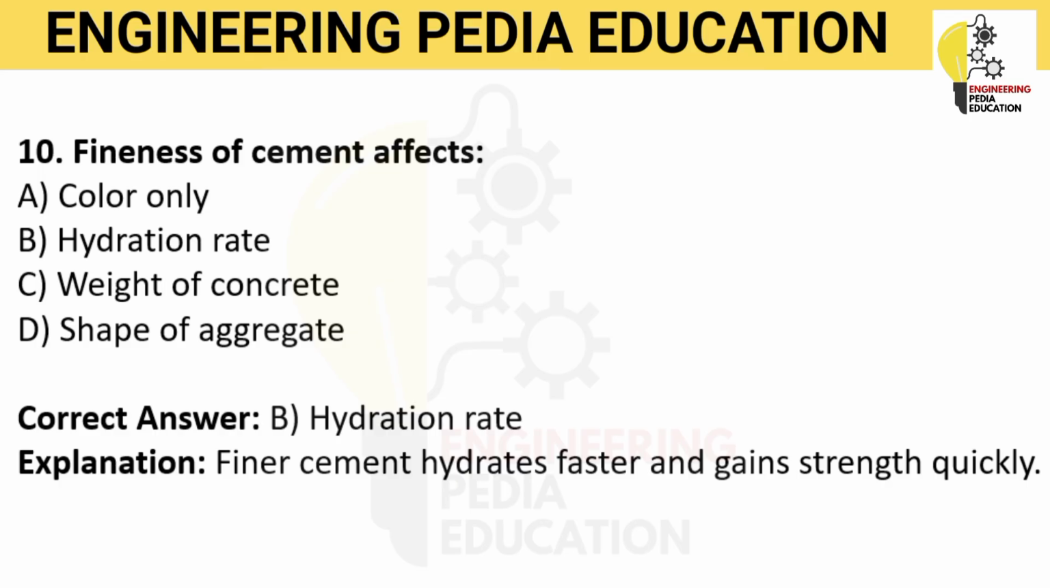Faster hydration means more heat generated. And various factors also affect it, including fineness, water cement ratio, temperature, types of cement, admixture, and curing condition.